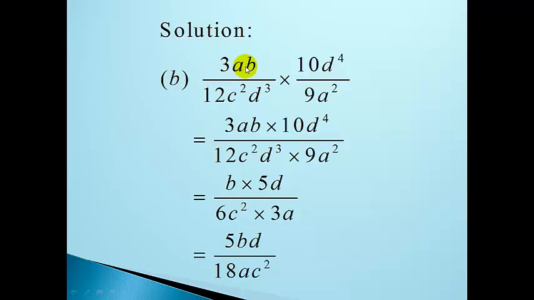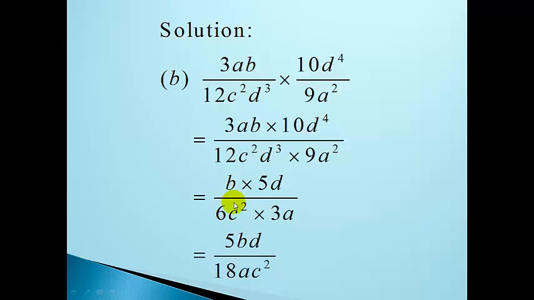Now solution: B, 3ab divided by 12c squared d cubed times 10d exponent 4 divided by 9a squared, and this is equal to, so we multiply the numerators, 3ab times 10d exponent 4 all divided by 12c squared d cubed times 9a squared. Now a goes into a once and a goes into a squared, we are left with a. 3 goes into 3 once and 3 goes into 9 3 times, and that's how come we have 3a here and b up here. Now 2 goes into 10 5 times, and 2 goes into 12 6 times.